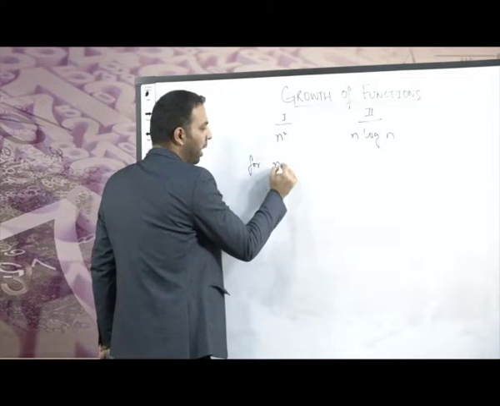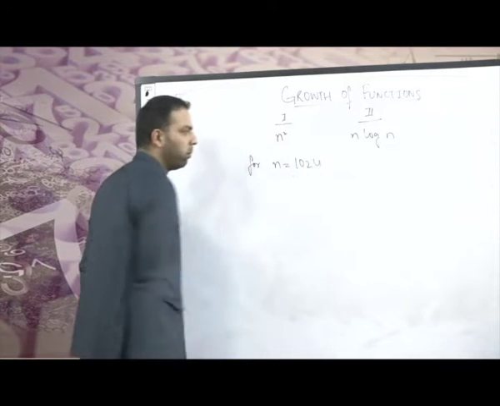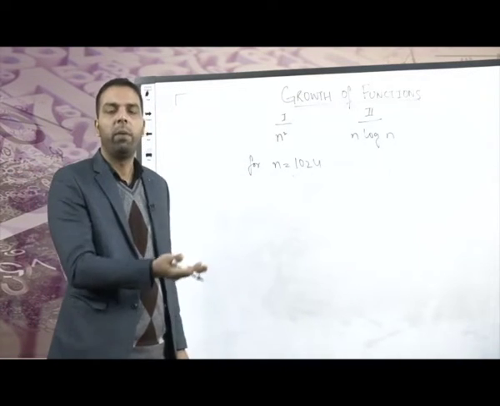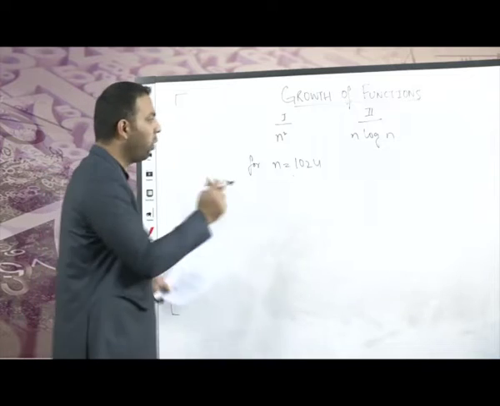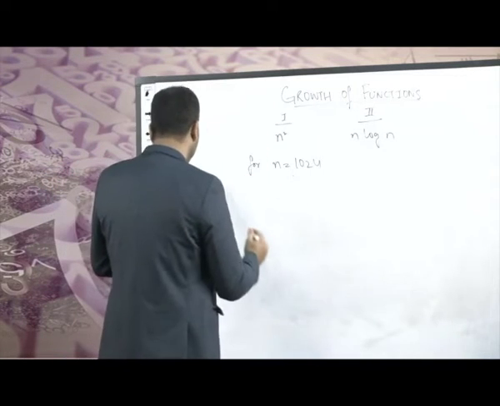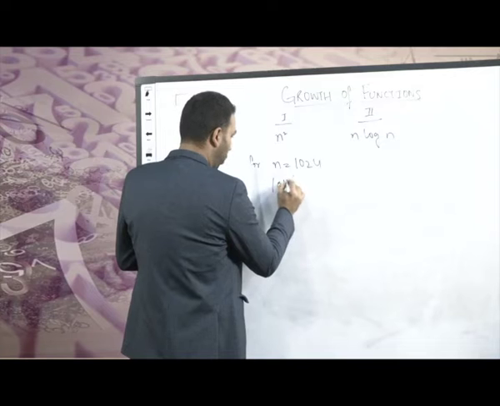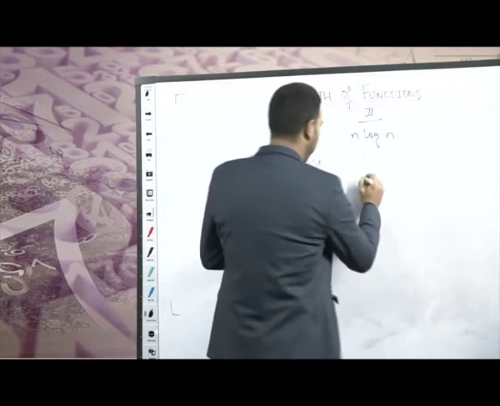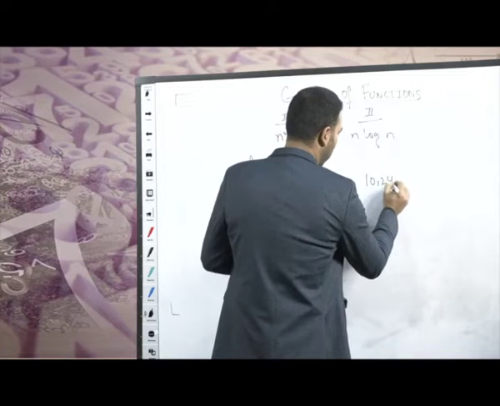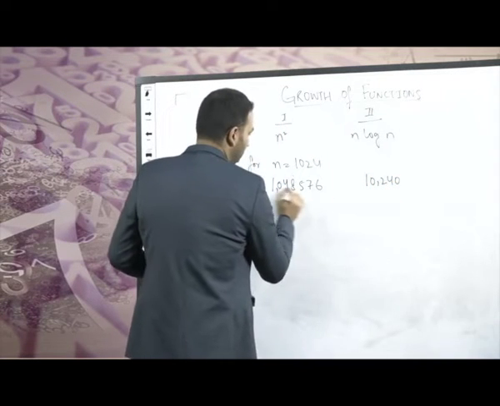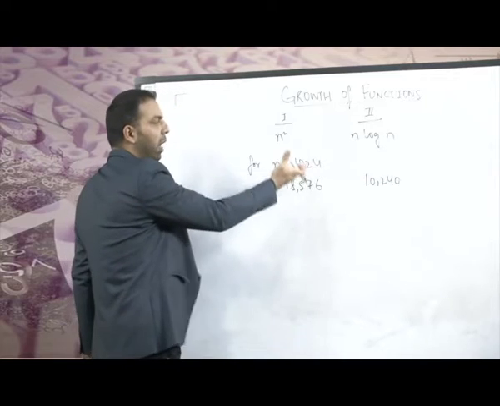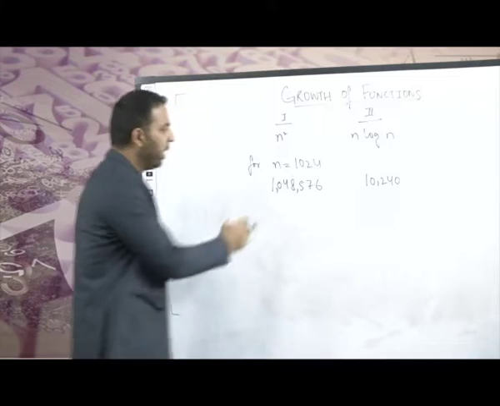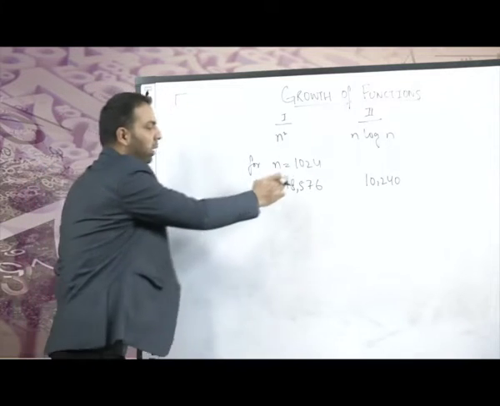So here, let's take an example where n is 1024. Let me see how these two algorithms will behave. For 1024, we'll square it and it will be equal to 1048576, and the other one will be 10240. I'm just substituting the value of n here, squaring it, and here I'm taking n multiplied by log n. These are the number of operations that it will take.